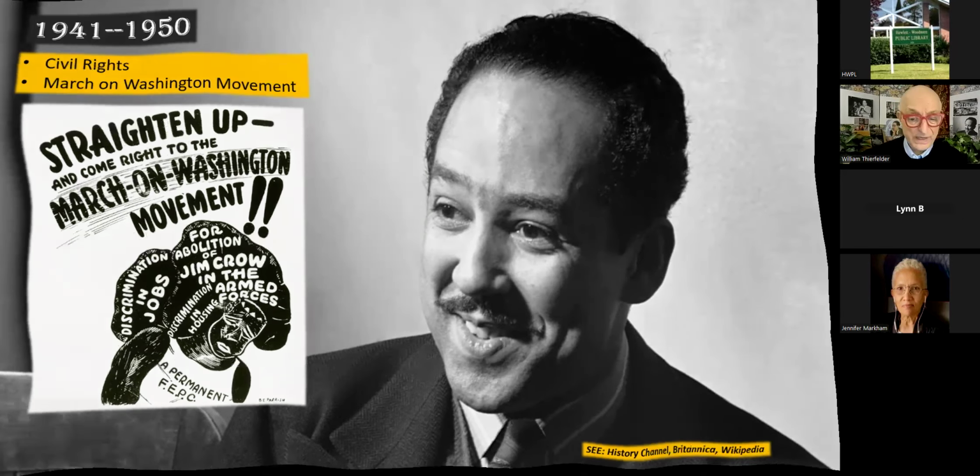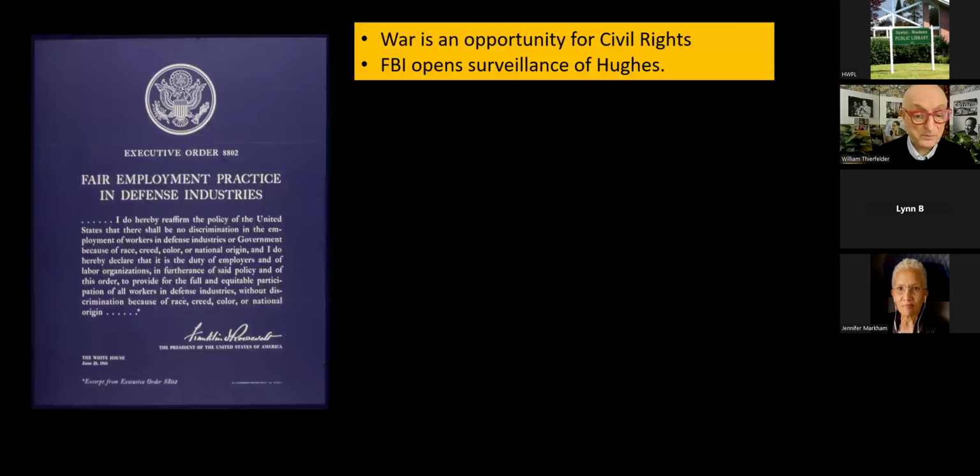But a week before the protest, a very alarmed President Roosevelt, and at the instigation of Eleanor Roosevelt, signed Executive Order 8802, establishing the first Fair Employment Practices Committee. In return, Randolph canceled the march but established the March on Washington Movement, the MOWM, to hold the committee to its mission of desegregating the armed forces and to continue agitation for civil rights.